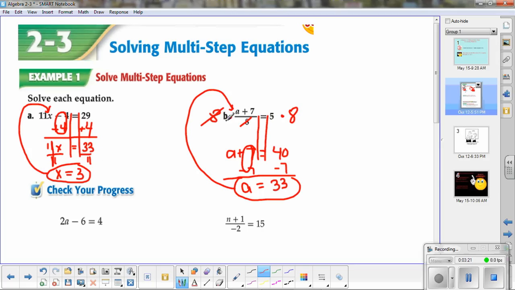It's because of the way the problem's written. This fraction bar is sort of like a grouping symbol. You do what's on top first and then divide by 8, which means the dividing by 8 is the first thing we have to undo. You may want to pause the video and try the next 2 problems.